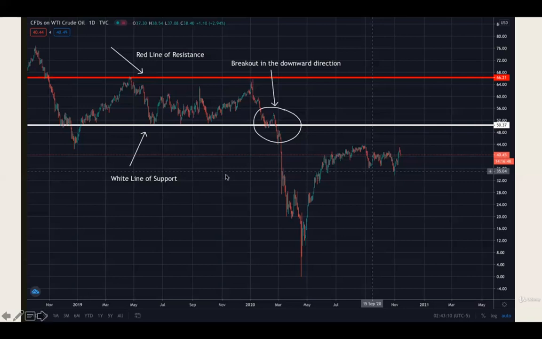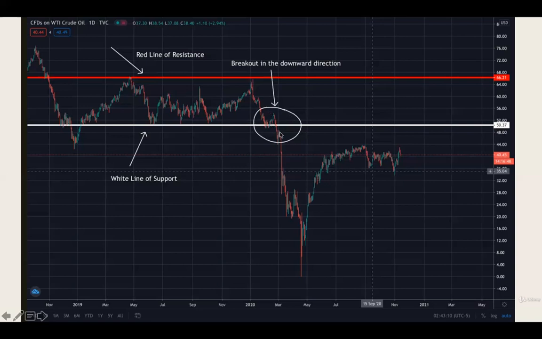And finally, I want to talk about a breakout. So a breakout is basically whenever a support or resistance is broken. As you can see, in March 2020, or just early 2020 for that matter, wherever this circled region lies, we can see that the price went through the support level. So this is uncommon. This hasn't happened in over a year.